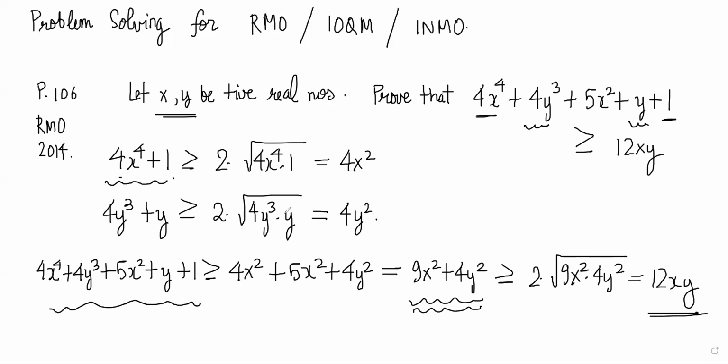So a very simple problem, but if you don't get the correct grouping, it will be difficult to do. You are applying AM-GM 3 times. That's how you solve this problem. Let's look at another problem.